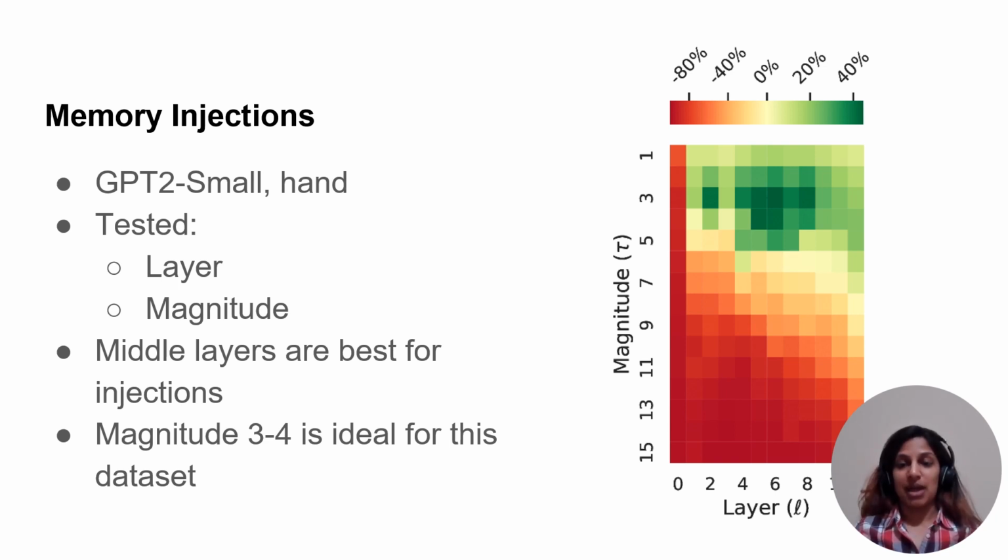Each cell in this heat map represents the average percent difference before and after a memory injection of the expected next token of a prompt in our dataset. That means anywhere you're seeing green, on average, the model benefited from memory injections across the entire dataset. So magnitudes around 3 to 4, layers 4 to 8, I would say are ideal candidates for memory injections, while magnitudes of 15 seem to be a little bit too high for all of the layers.